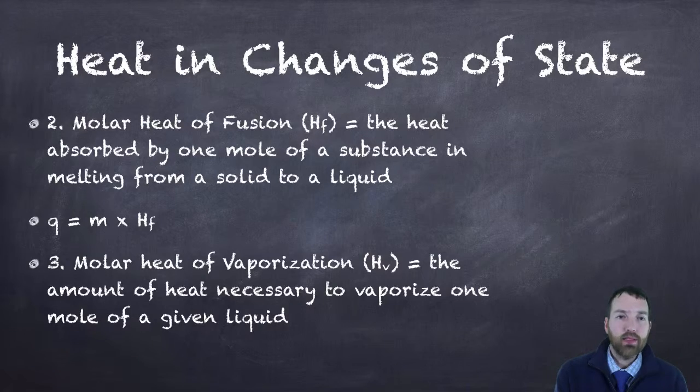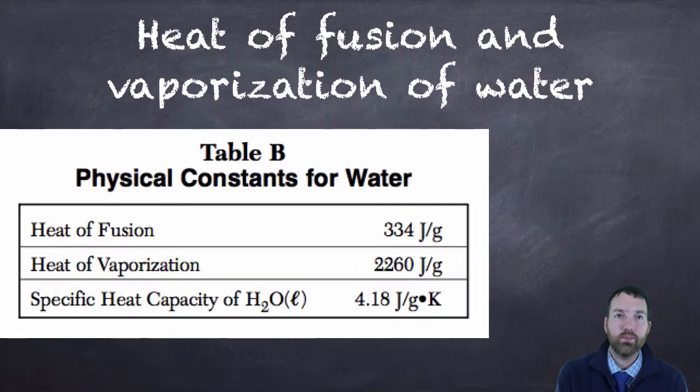If we are vaporizing, if we're on the second flat line part of our heating curve, we have the molar heat of vaporization. This is the amount of heat necessary to vaporize 1 mole of a given substance. And the formula is very similar, Q equals M, but this time we're multiplying by the molar heat of vaporization.